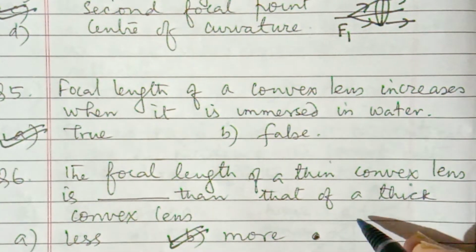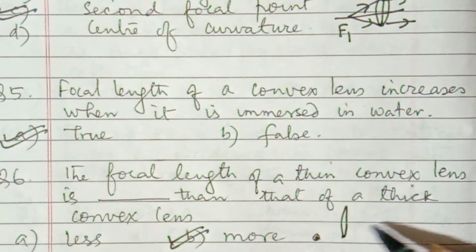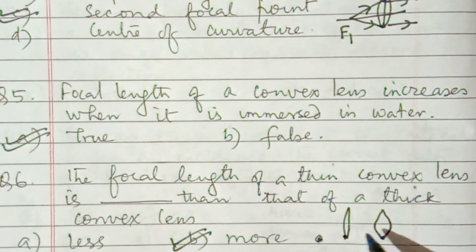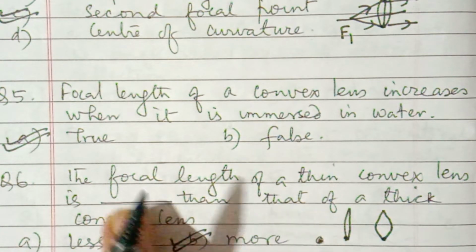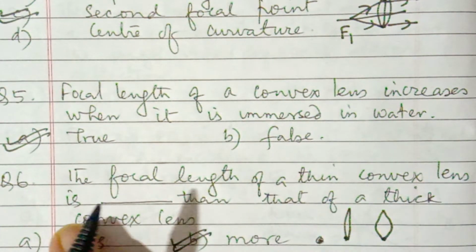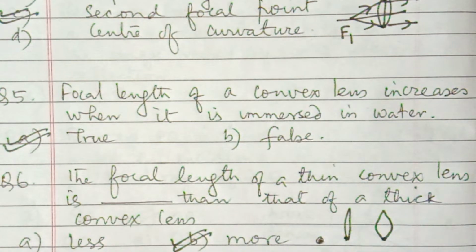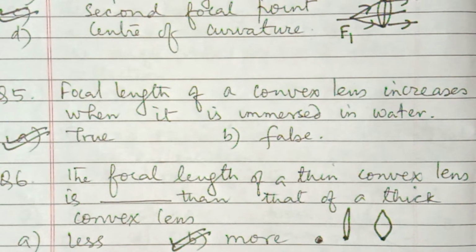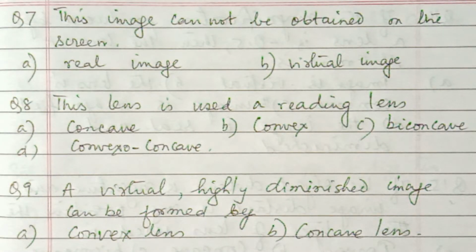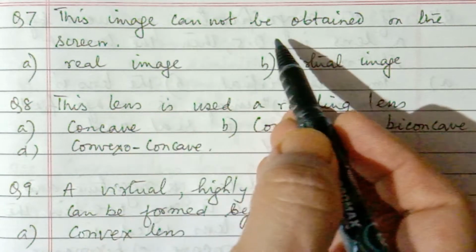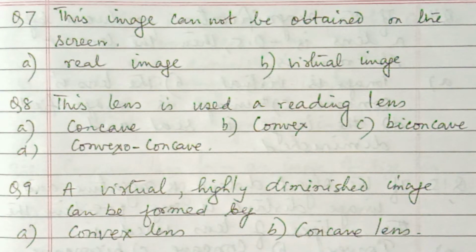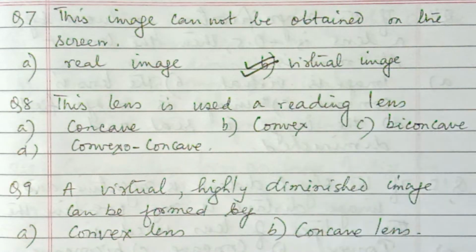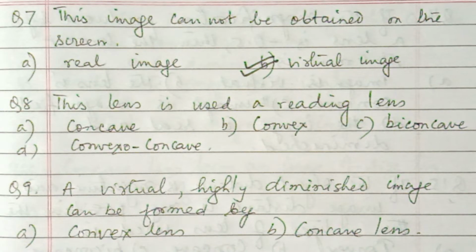Thin lens or thick lens, this one. So thin lenses will have longer focal length. So the focal length of a thin lens is more than that of the thick lens. Okay, so this is the answer. Now question number 7. This image cannot be obtained on the screen. So it's very simple, a virtual image cannot be obtained on the screen. A real image can be obtained on the screen.